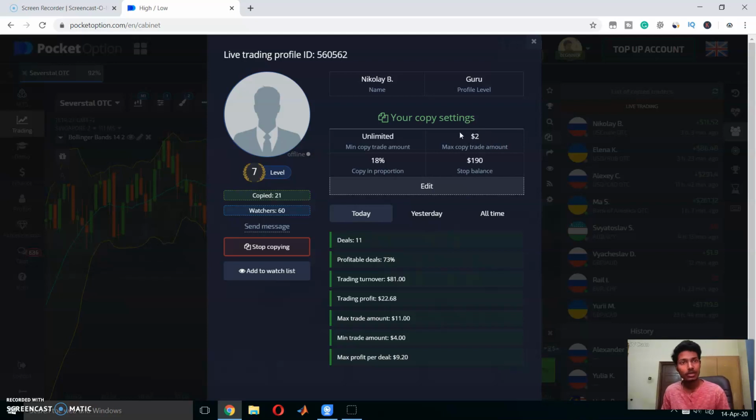This is actually quite important when you are doing copy trading because there are some traders who, on certain days, don't follow their principles and go trading on a large amount. So this is actually really important, and you should keep it in mind. So if you are joining my team, then I will be suggesting how to make these settings, how much proportion you should copy, the maximum trade, and the stop balance.